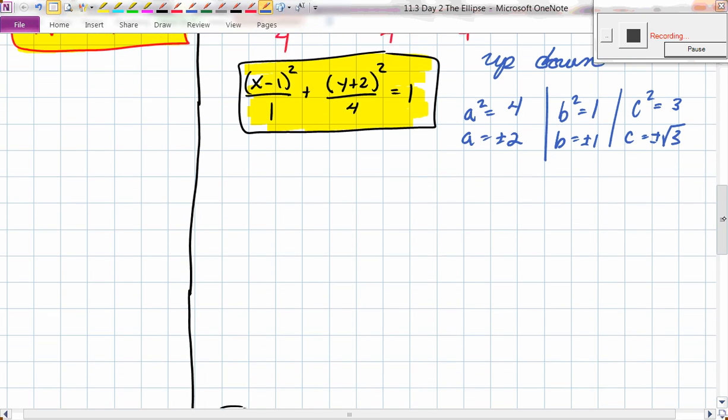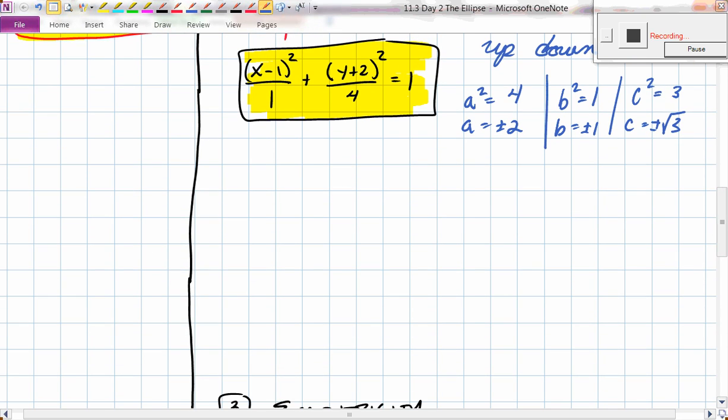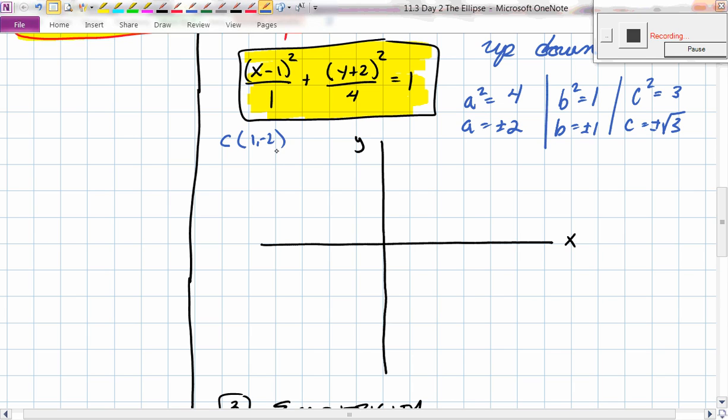All right, we need to put all this stuff onto a graph. This is a tiny ellipse, so I don't have to go too crazy with it. Here's x, here's y. Oh, where's my center, by the way? I didn't get that either. 1 comma negative 2. Nice job, everybody. Okay, here we go. Center over 1 down 2.